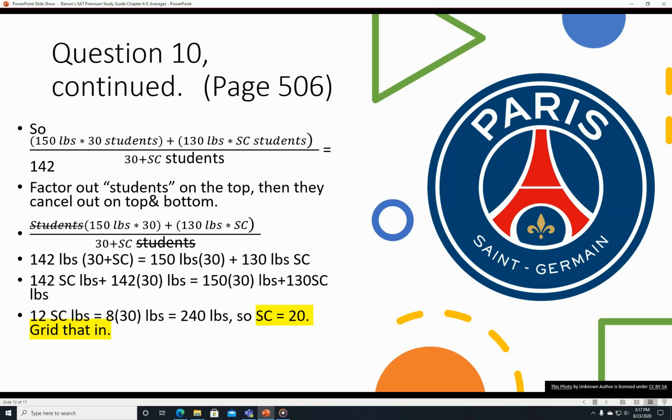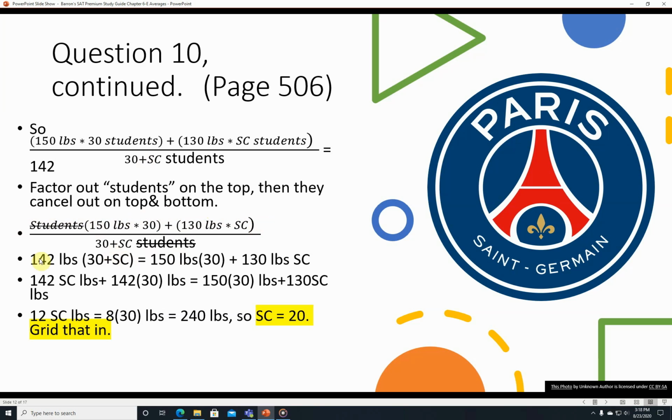Okay, question 10, continued. So 150 pounds times 30 students plus 130 pounds times SC, number of students, over 30 plus SC students is equal to 142. So we're going to factor out students on the top, then they cancel out on the top and the bottom. See, we just kind of de-distribute. So we just move students over and it's multiplied by both of these things. There should be some brackets here. Sorry about that. But anyway, we're just factoring out students from both of these. That's just one thing that we're multiplying both by. And then 30 plus SC over students. So that cancels out.